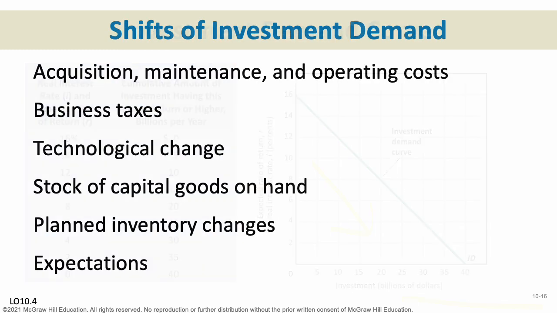So what can actually shift overall demand for investment? Once again, these are external factors. So things such as changes in costs, so acquiring, maintaining, and operating capital goods. If they're becoming more costly, you'll have less investment. If they're becoming cheaper, you'll have more. Taxes are pretty straightforward. If taxes go up, investment is going to go down. There's going to be less money available to everybody. If taxes go down, you'll have more investment.